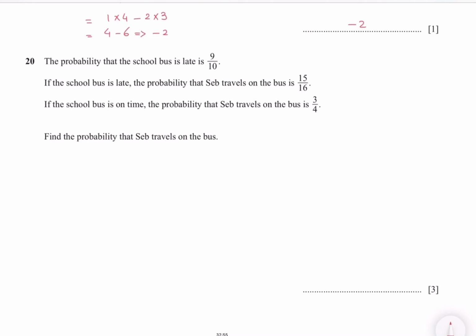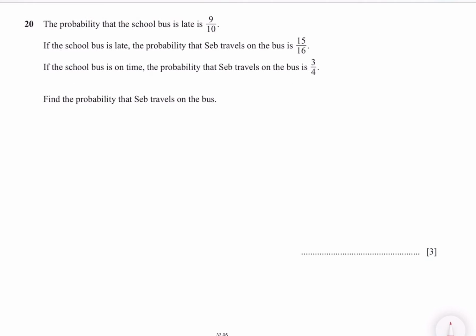Probability that the school bus is late is 9 by 10. Okay. So you write not late. Probability is 1 minus 9 over 10, which is 1 over 10. So if the school bus is late, probability that Seth travels on the bus is 15 over 16. If the school bus is on time, probability that Seth travels on the bus is 3 over 4. Find the probability that Seth travels on the bus.